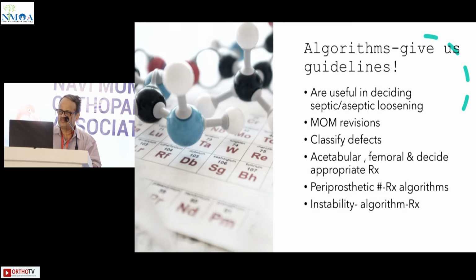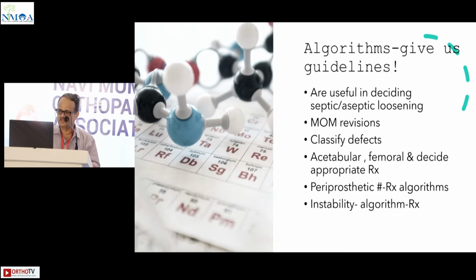So algorithms basically give us guidelines. They are useful for us. We don't have to think. They are ready. It's like a ready reckoner. They can be useful in deciding whether it's septic or aseptic loosening. Some time back we had metal on metal cases, and there was a spate of revision cases. So you can decide when to revise, when to watch.